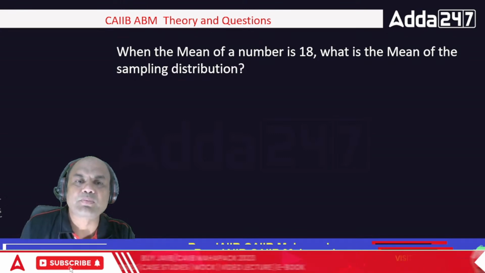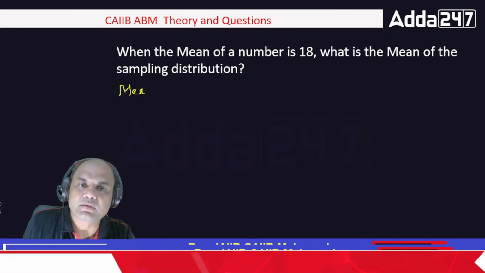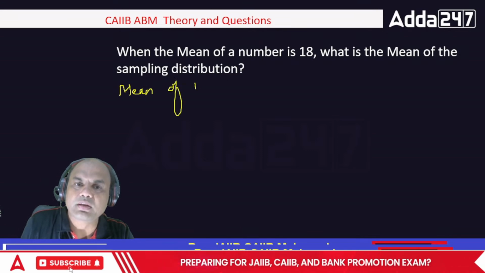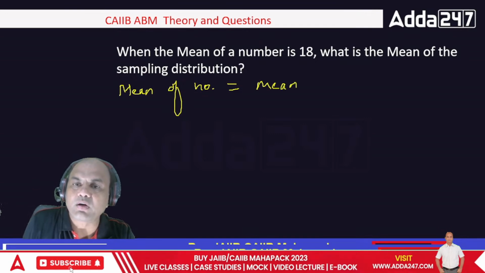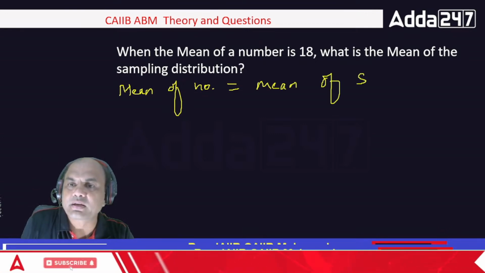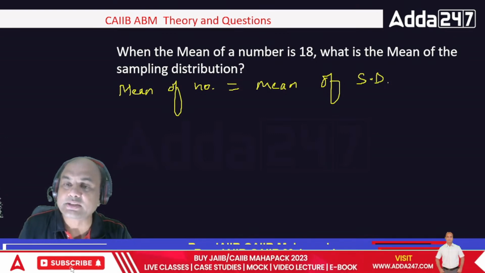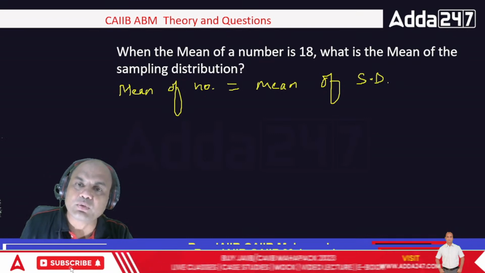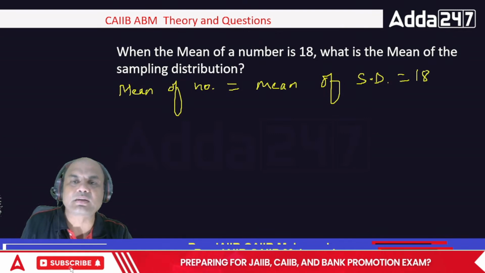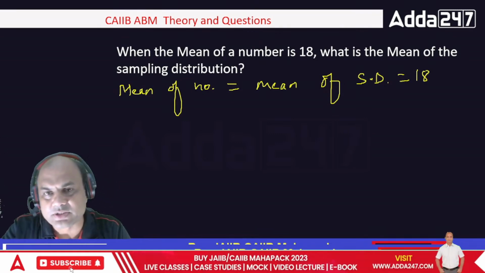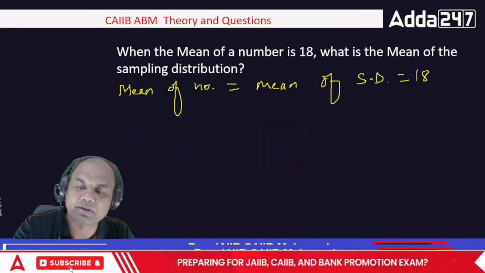So always remember one point from exam point of view: mean of a number equals mean of sampling distribution, SD. So the answer will be 18 only. My mean of sampling distribution will also be 18. Always remember this in exam. If you get some question, you shouldn't get confused. Mean of a number is same as mean of the sampling distribution.